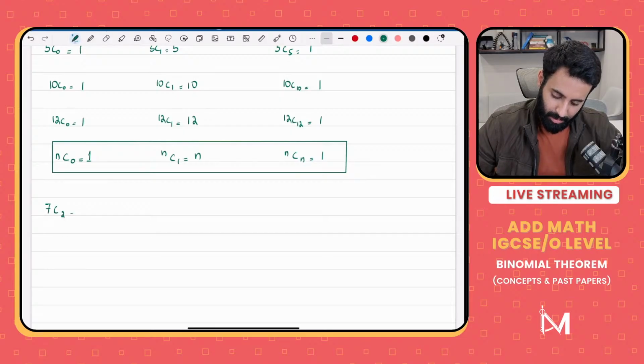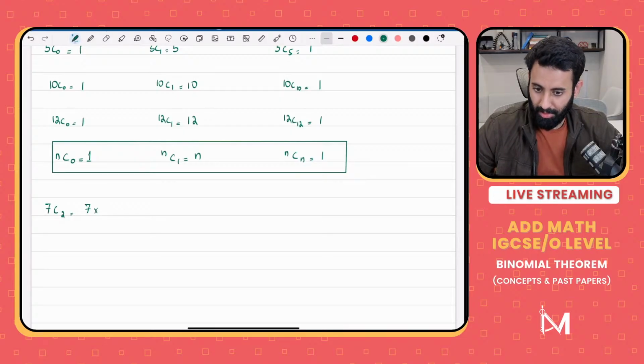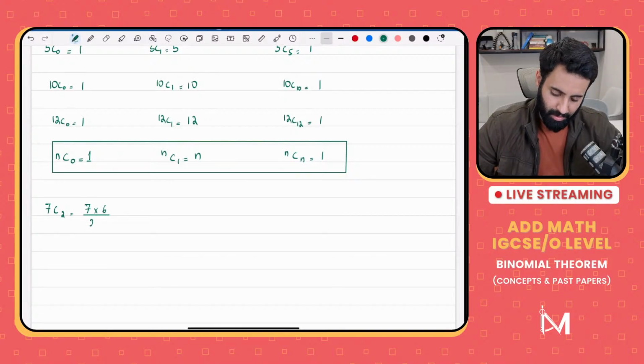So 7C2 will be, we'll do that in combination part 2. Okay, fine, let me see if I can squeeze that in combination part 2. Yeah, thank you for reminding, because there's already a lot that we have to do in combination part 2, but I'll see if I can squeeze it in.